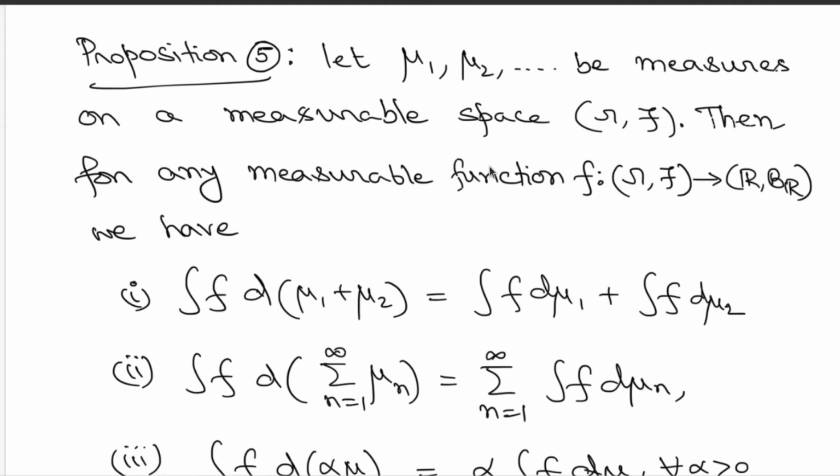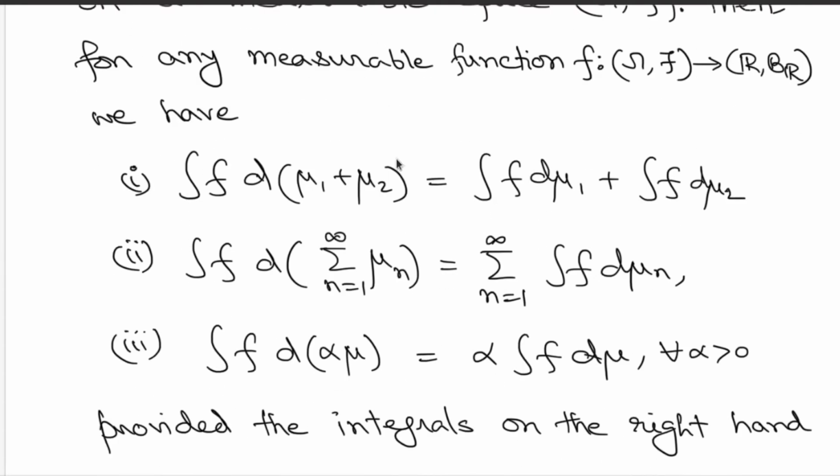Great. So with that result in mind, we now look at the integration of measurable functions with the measures thus constructed. So in particular, let's take two measures, mu1 and mu2, and we claim that integration of this measurable function over this measurable space omega F, where we are assuming that all the measures are defined.